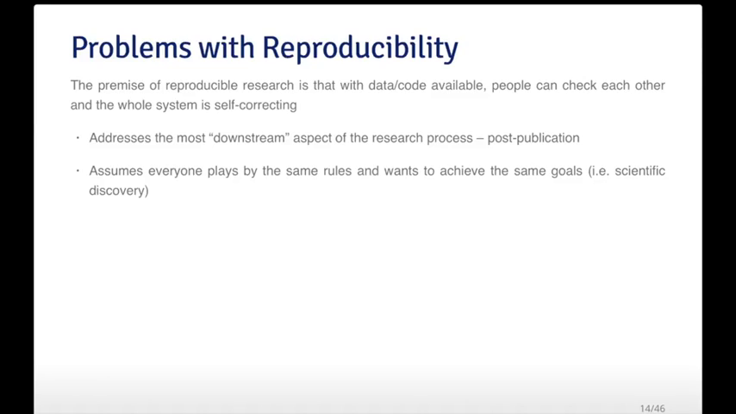And then in terms of the context of the problems you're dealing with, I think reproducibility addresses what I call the downstream aspects of scientific dissemination. I'll be more specific about what I mean by that. Meaning that it only happens post-publication for the most part. And another key thing, particularly in my era, is that the ideas of reproducibility assume that everyone plays by the same rules and everyone wants to achieve the same goals, which is definitely not true.